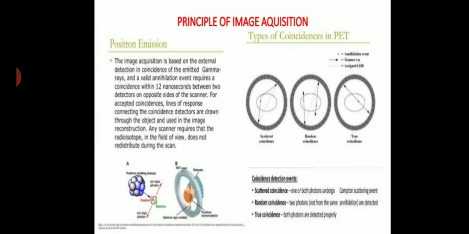Then the principles of image acquisition. The image acquisition is based on the external detection in coincidence of the emitted gamma rays, and a valid annihilation event requires a coincidence within 12 nanoseconds between the two detectors on opposite sides of the scanner. For accepted coincidences, lines of response connecting the coincident detectors are drawn through the object and used in the image reconstruction. Any scanner requires that the isotope in the field of view does not redistribute during the scan.